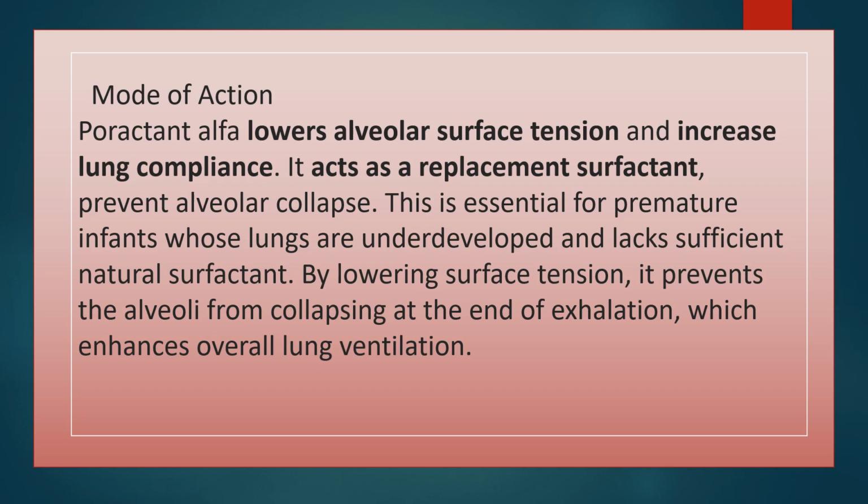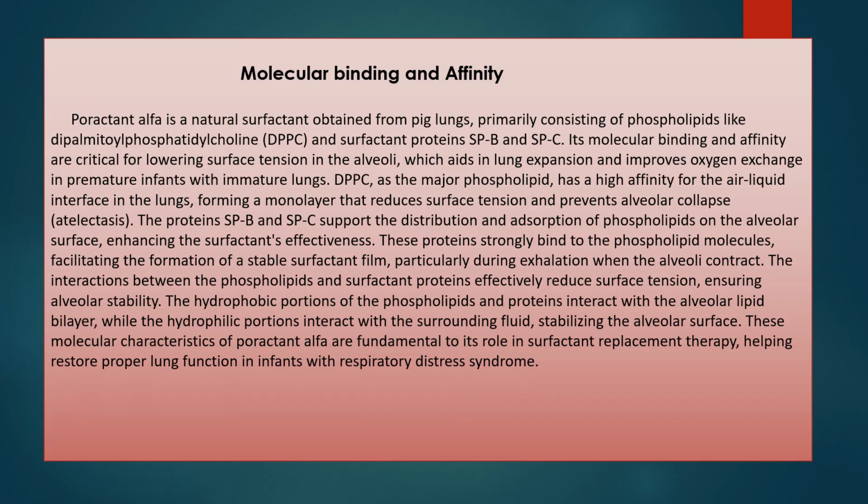Now let's discuss the molecular binding and affinity. Poractant alpha's phospholipids DPPC and proteins SPB and SPC form a stable layer in the lungs, reducing surface tension and keeping alveoli open. These proteins strongly bind to the phospholipid molecules, facilitating the formation of a stable surfactant film, particularly during exhalation when the alveoli contract.